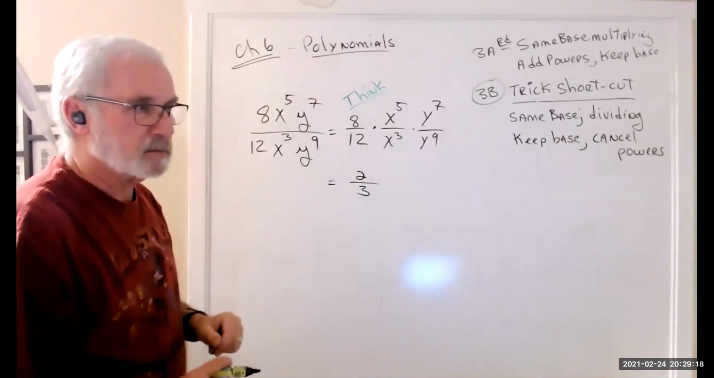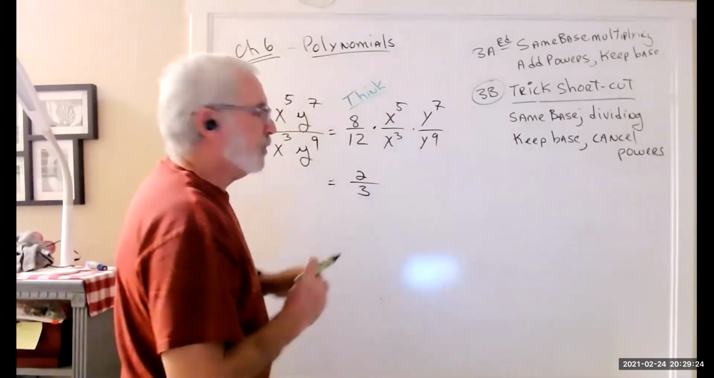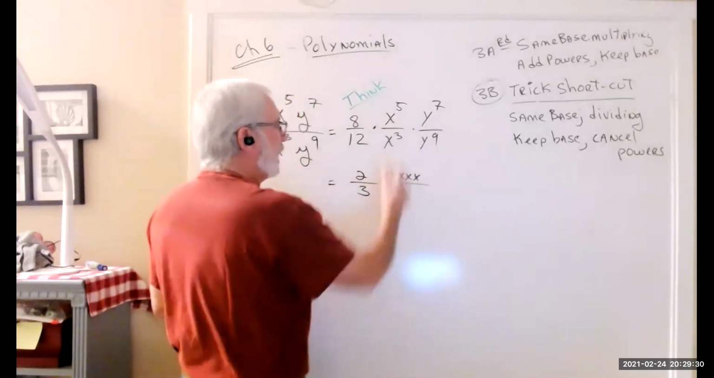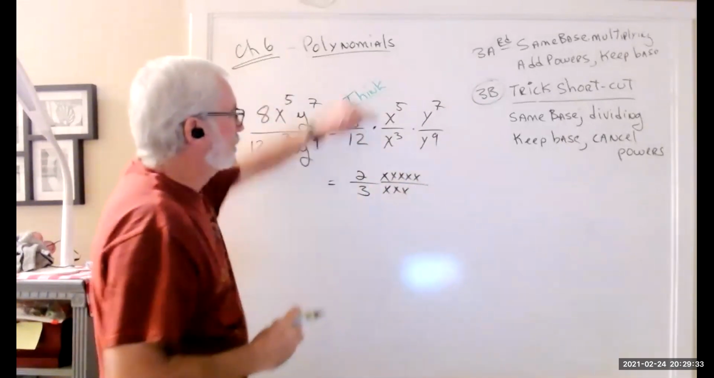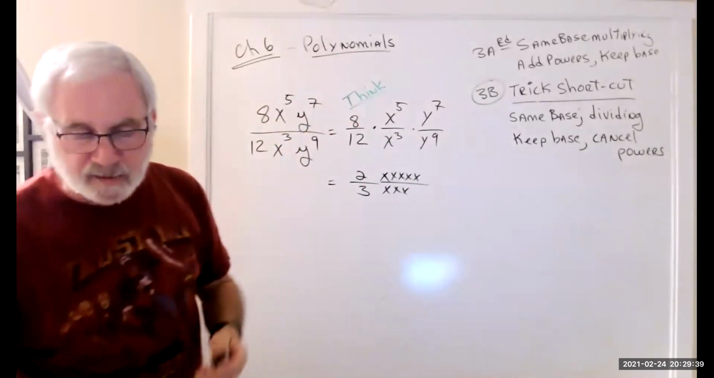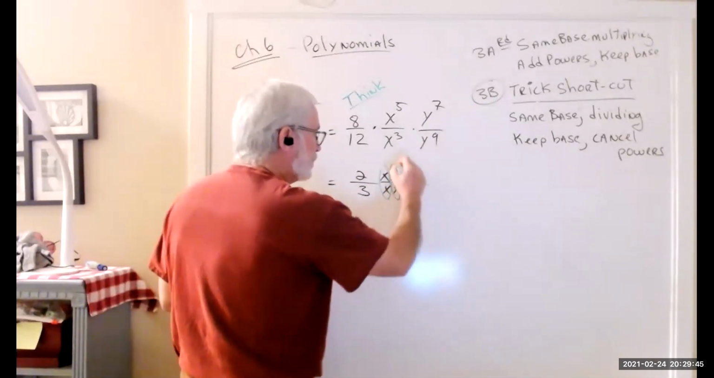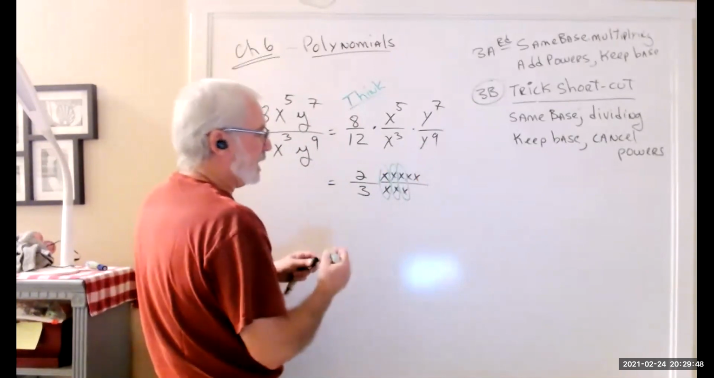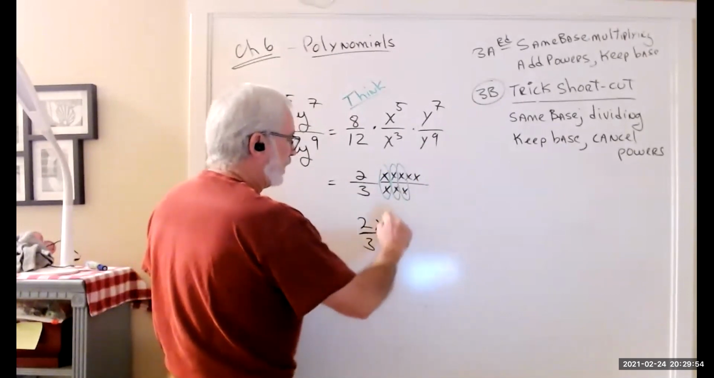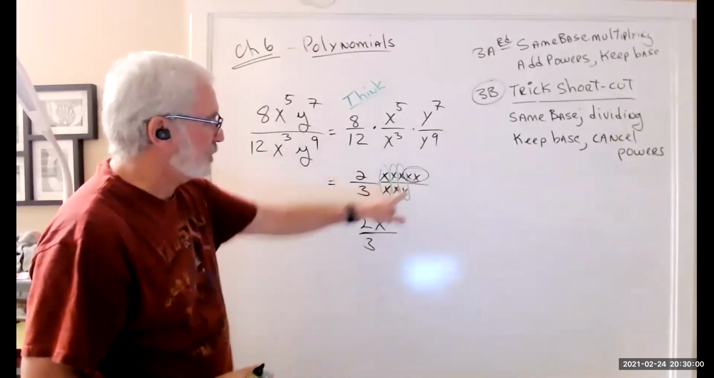Now here's the tricky part, here's the new stuff. With my x's, think about this. I have 5 x's on top and 3 x's on bottom. Doesn't it make sense to think that a lot of these cancel each other out? There's a lot of canceling. So we have 2 over 3, and you're left with an x squared on top. You're left with 2 x's on top.